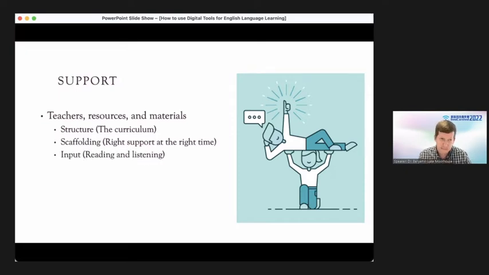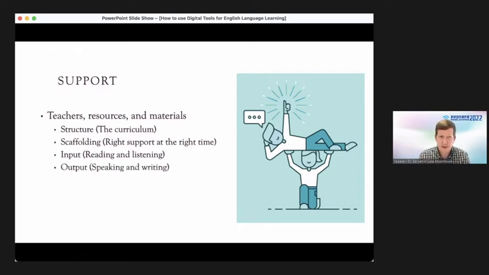We need input. So we need a chance to read English, and we need the chance to listen to English. And we need lots and lots of input to help us to learn, okay? If we don't have enough input, then it's very hard for us to learn, okay? But that input has to be something we can understand, right? So we have to be able to listen and understand. We have to be able to read and understand.